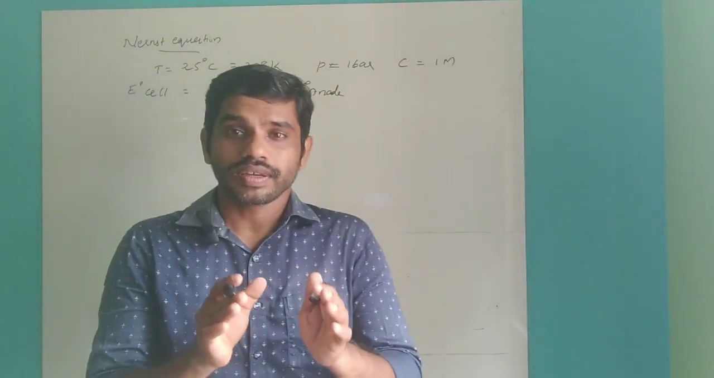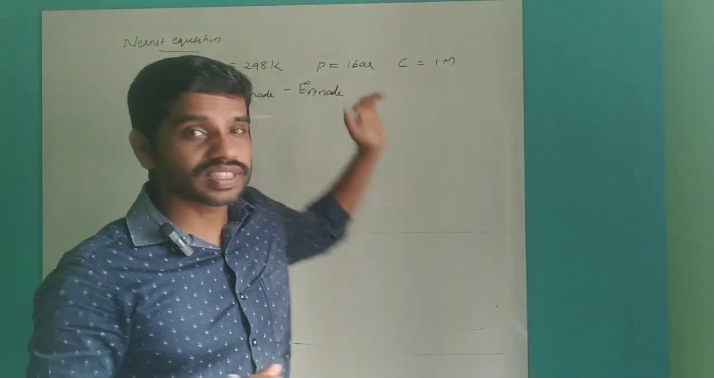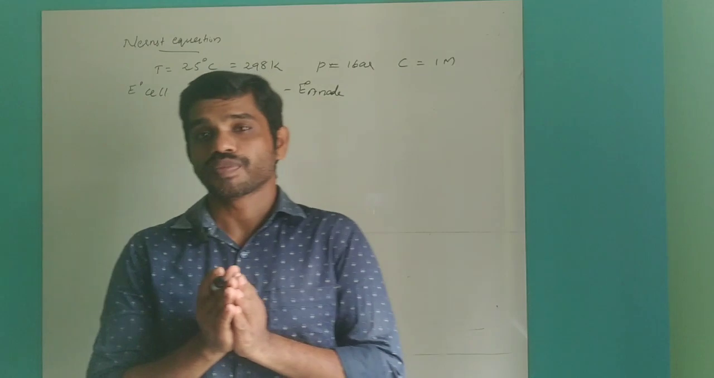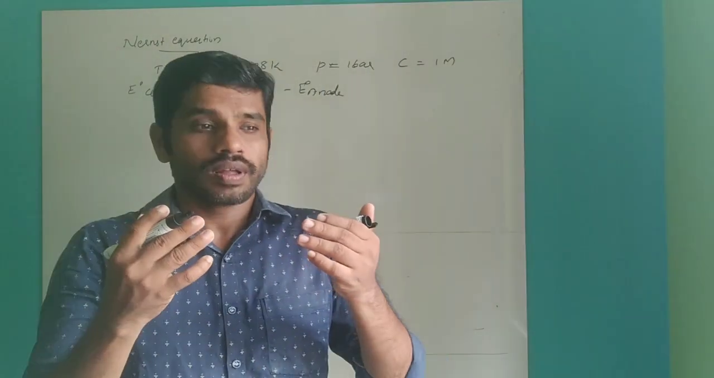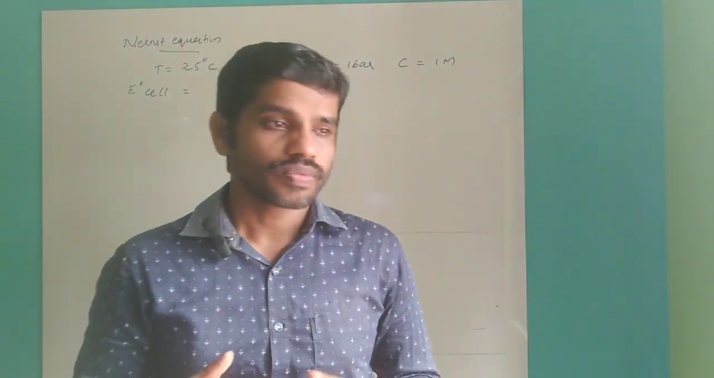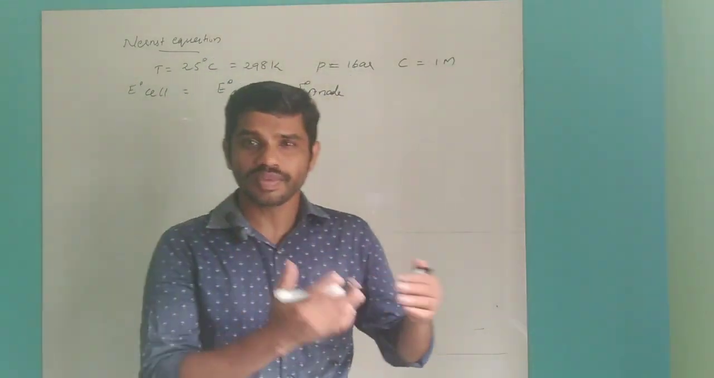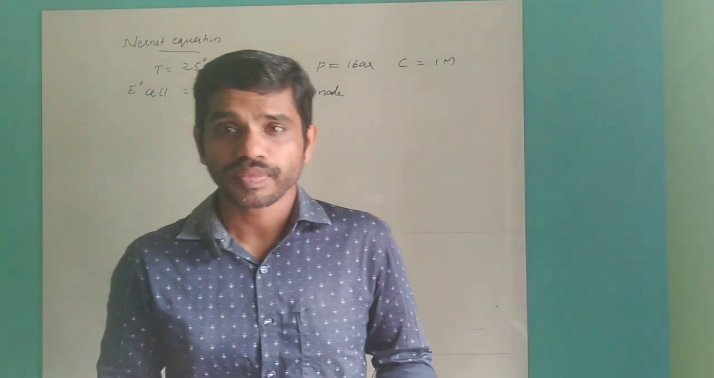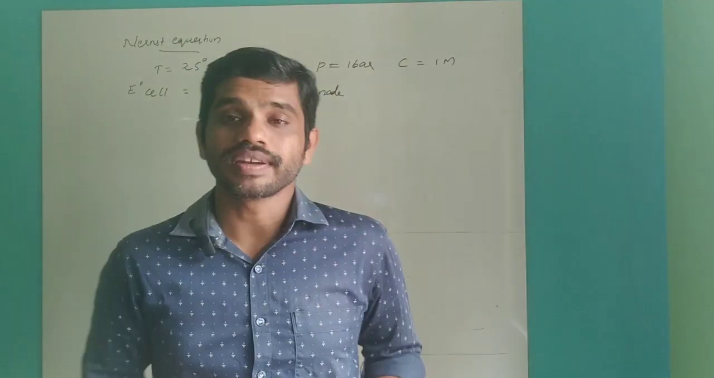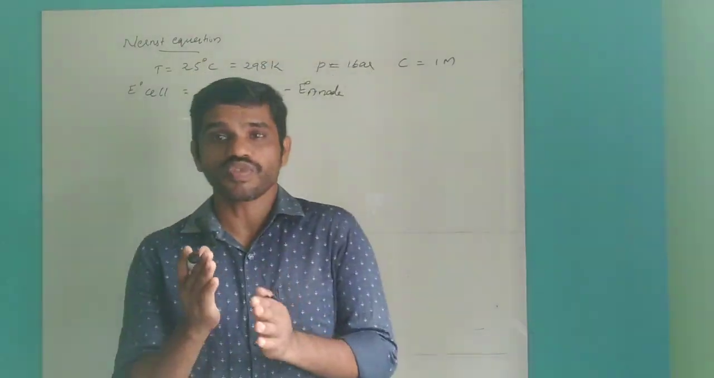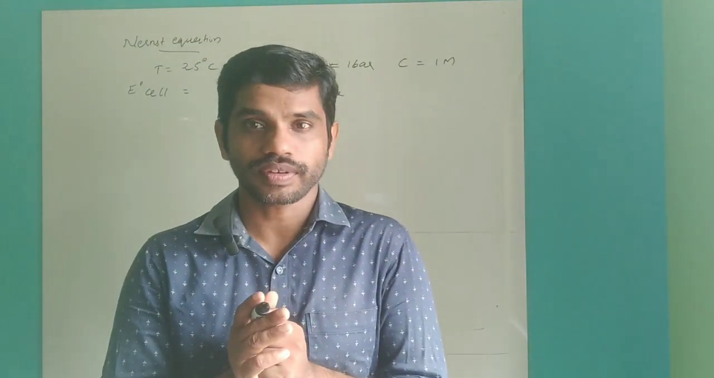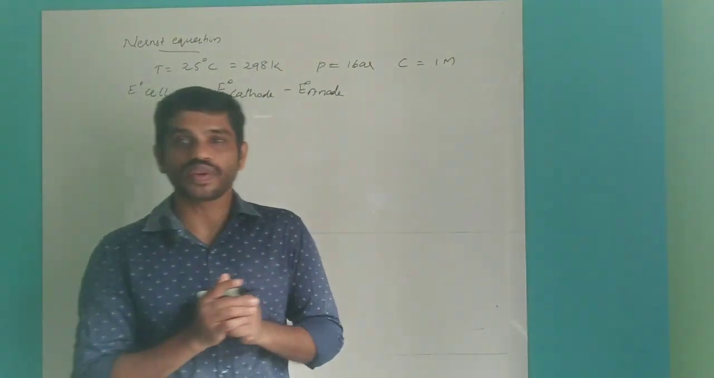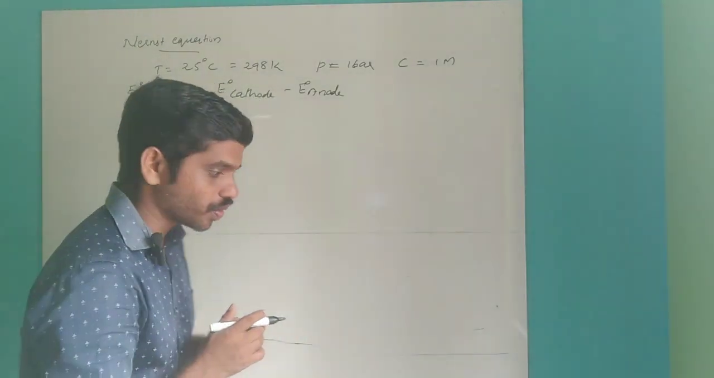So here these conditions are fixed. The concentration is 1 molar. So how will you find out the EMF under other conditions, say 0.1 molar concentration and temperature of 30 degrees Celsius? How will you find out the EMF of the cell? For that, Nernst introduced an equation.